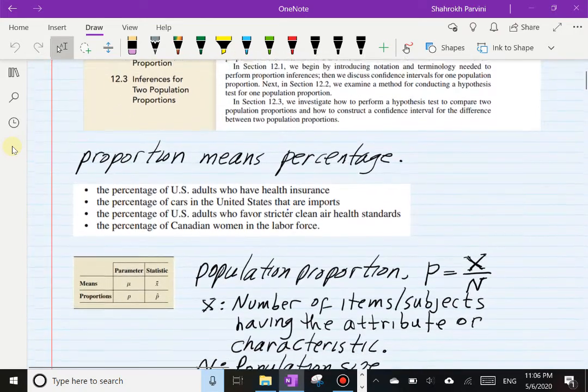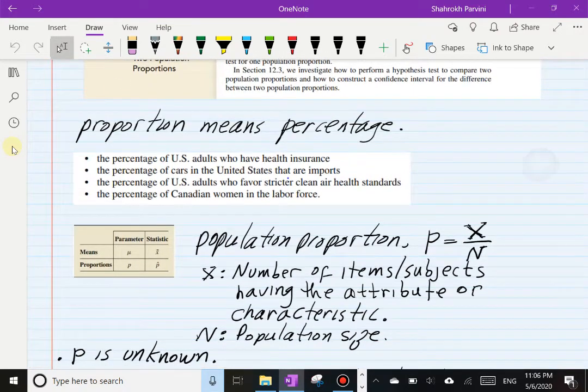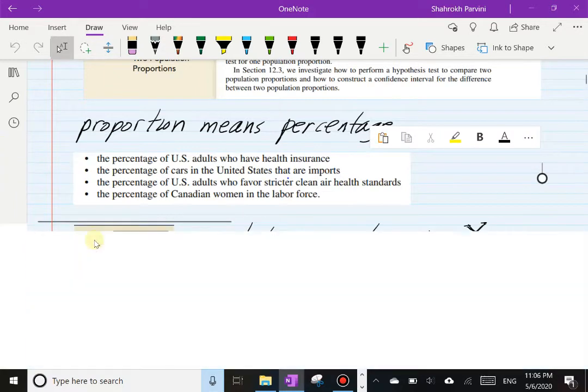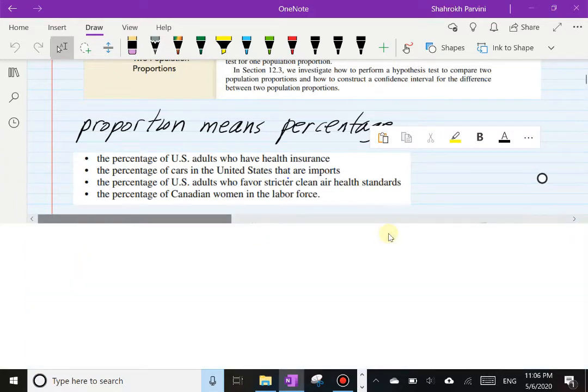Now, let's take a look at this. First, to our left here, sorry about that. I'm not sure what this is.